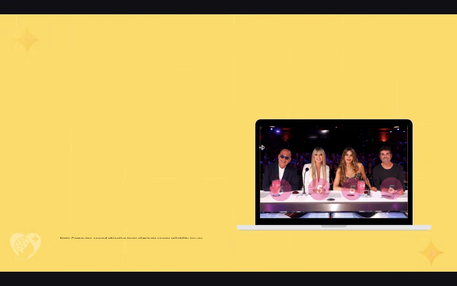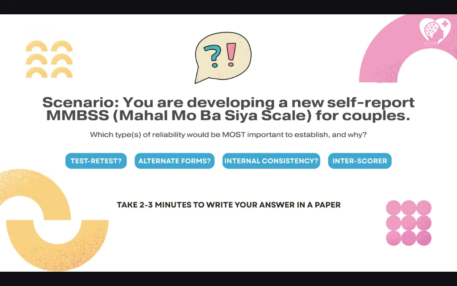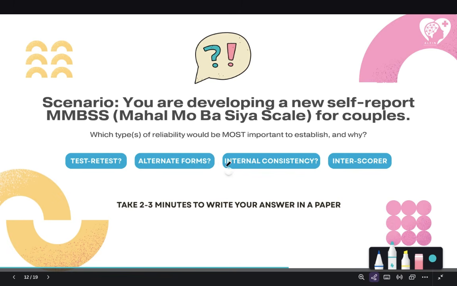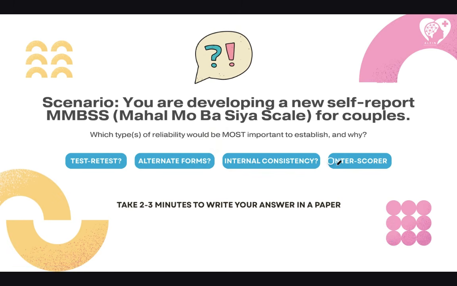So I have here the next discussion question, which is a scenario. Now, you're developing a new self-report MMBSS, mahal mo ba siya scale for couples. My question is, which type or types of reliability would be most important to establish and why? Is it test-retest? Is it alternate forms? Is it internal consistency? Is it interscorer reliability? Okay, so I want you to pause the video before hearing my answer so that you have your own idea as well. You can talk in the mirror. You can talk to yourself.